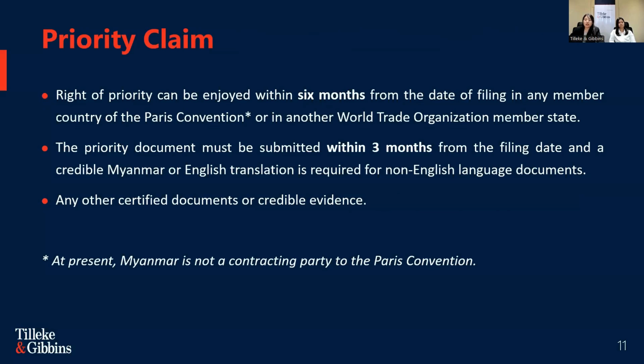As for the next, we'll see the priority claim. Priority can be enjoyed within 6 months from the date of filing in any member country of the Paris Convention or any other World Trade Organization member state. Currently, Myanmar is not yet a Paris Convention member. The relevant priority document must be submitted within 3 months from the filing date, and for non-English language documents, a credible Myanmar or English translation must be submitted. Any other credible documents or evidence can also be submitted, if any.